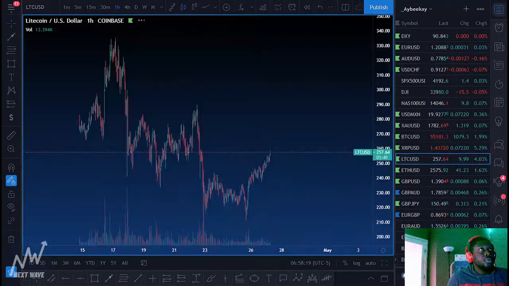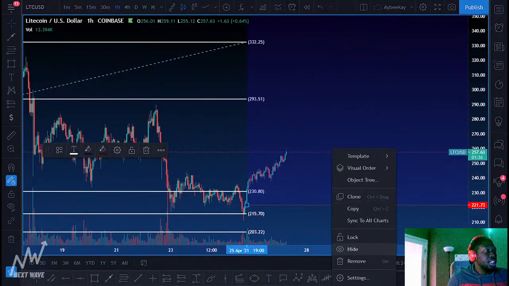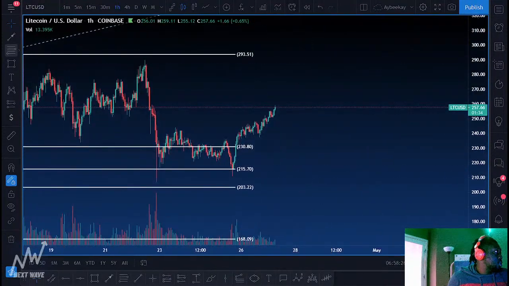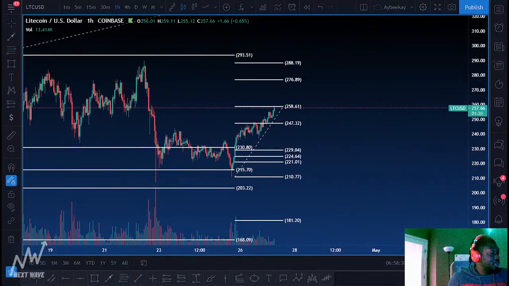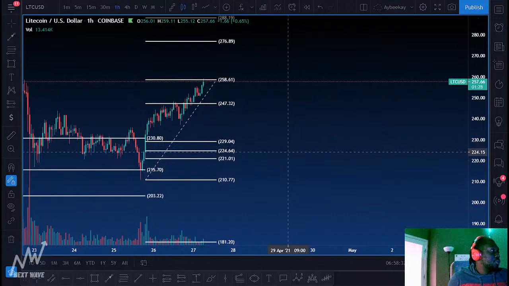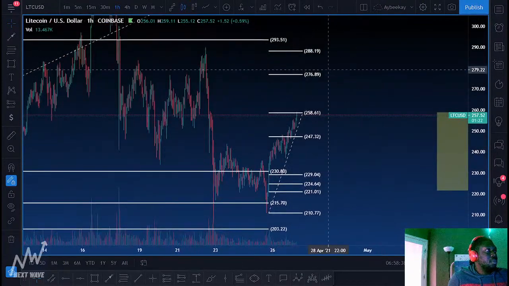On Ripple, Litecoin, same concept, guys. Same concept all around. If price is going to stop here, look for price to come back to 224.64, close to your entry, and then that could be your intraday trade possibility to keep going to the upside.